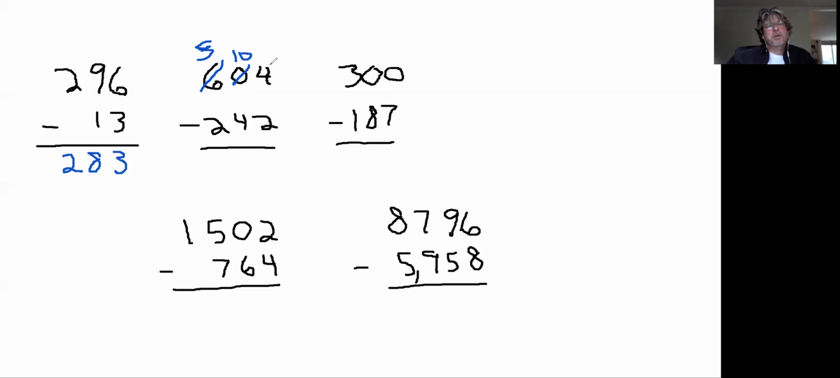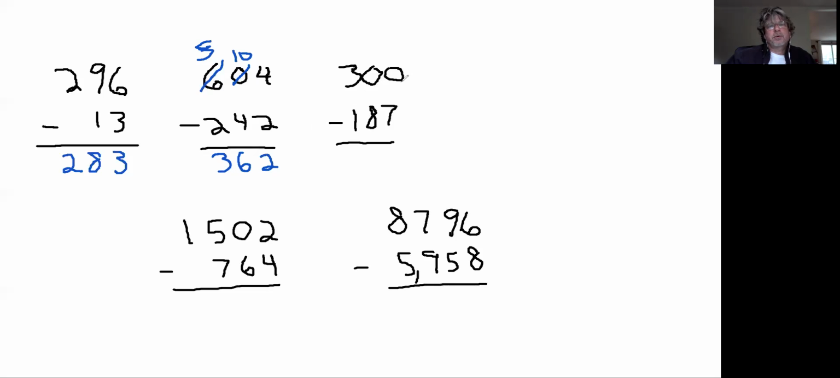And then we didn't have to borrow from the tens place because the ones place is good to go. So 4 ones, take away 2 ones is going to give me 2 ones. And then 10 tens, take away 4 tens is going to give me 6 tens. And then 5 hundreds, take away 2 hundreds is going to give me 3 hundreds. So the answer would be 362.